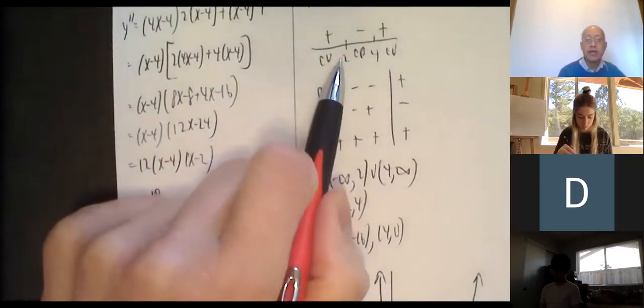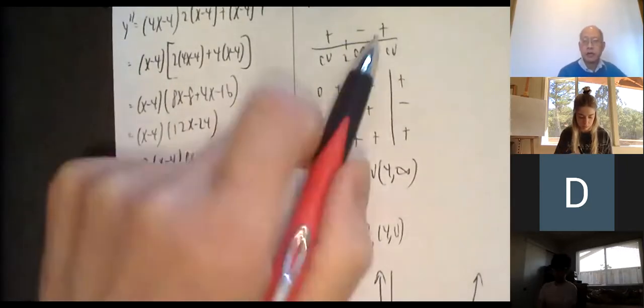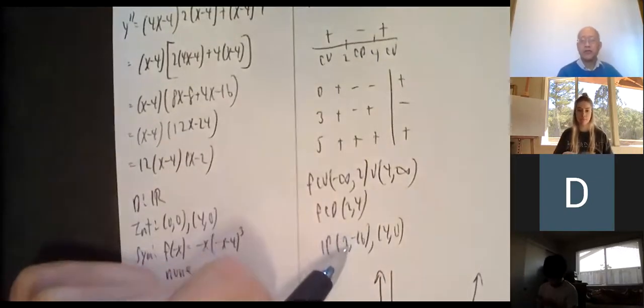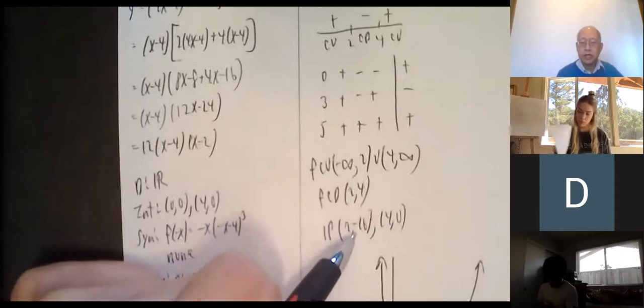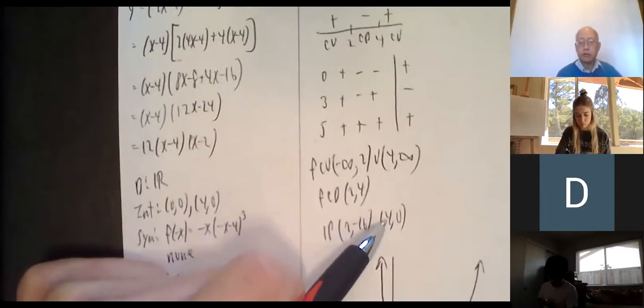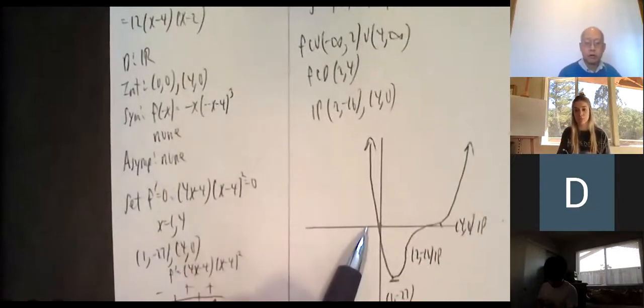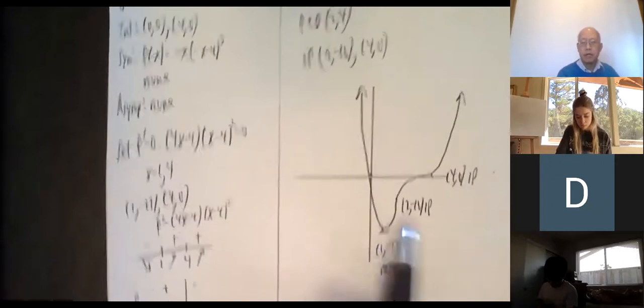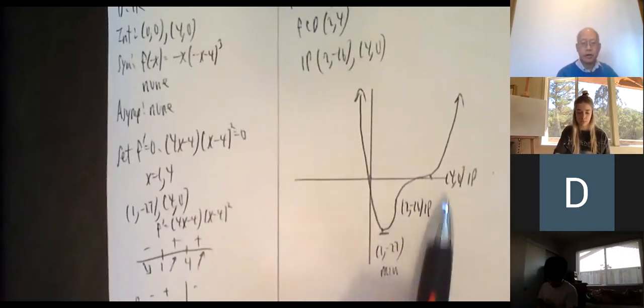Change in concavity, yes, inflection point. Change in concavity, yes, inflection point. 2 inflection points, 2, negative 16, and 4, 0. And I'm ready for the graph. Goes through the origin, touches 4, 0, minimum, inflection point, inflection point.